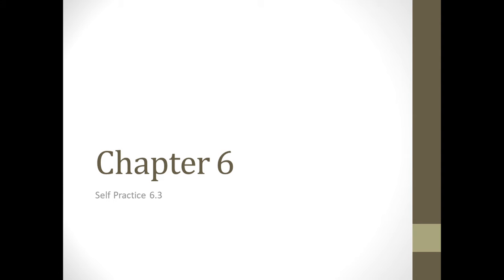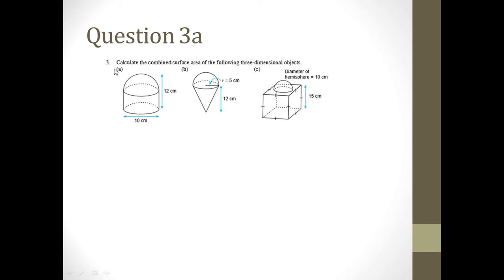Hello class, today we're going to learn how to solve questions in style practice 6.3, questions 3. Okay, here are the questions. Questions 3, you can see all the questions here are combined three-dimensional objects. So the question asks you to calculate the combined surface area for the following three-dimensional objects. Surface area means outside, everything that's covered.